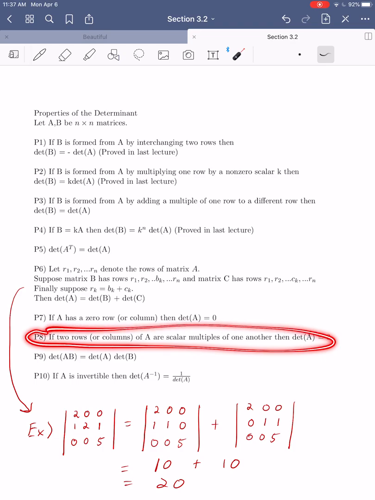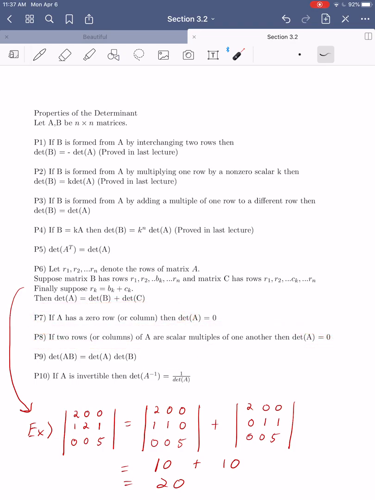P8 is directly from P7. It's basically just restating P7. It says if you have two rows or columns that are scalar multiples of one another, then you immediately know that the determinant is 0. Why is this true? Well, if you have two rows that are scalar multiples of one another, then you can simply use an elementary row operation to take one of those rows away from the other, and you will build a 0 row. And since elementary row operations don't change the determinant except for a scalar multiple, then if you get that it's 0, a scalar multiple of 0 will also be 0. So that should make sense there.